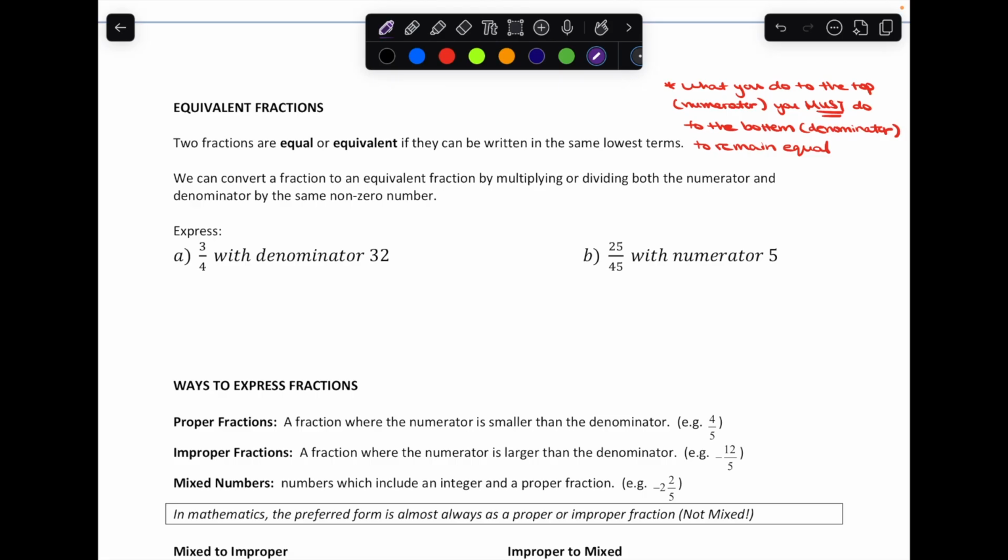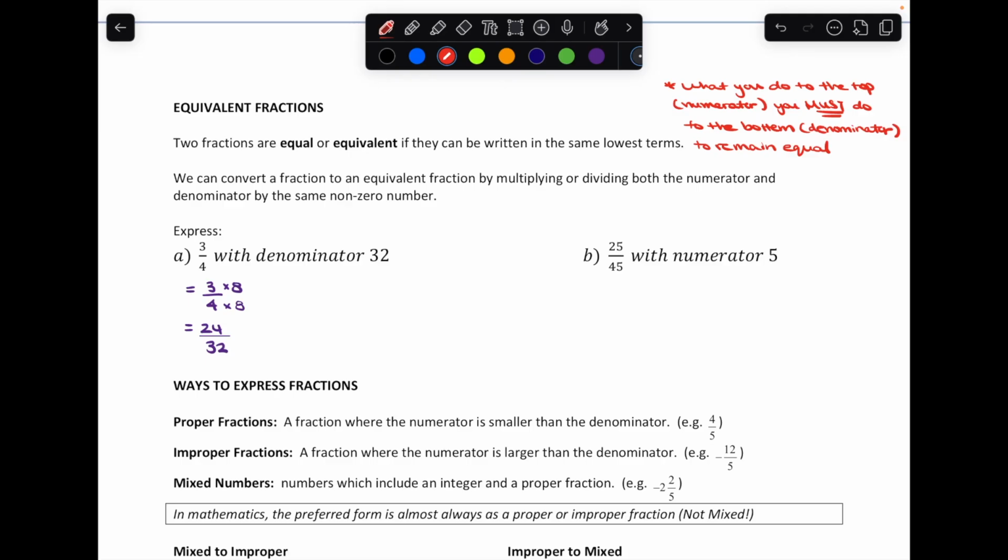And so here it says express 3 over 4 with the denominator of 32. And so here our denominator is currently 4. To get to a denominator of 32, we must multiply both the bottom by 8 and the top by 8. So again, what you do to the top, you must do to the bottom. Whatever you do to the bottom, you must do to the top. So 3 times 8 will give us 24. And 4 times 8 will give us 32. So what we would say is 3 over 4 is equivalent to 24 over 32.